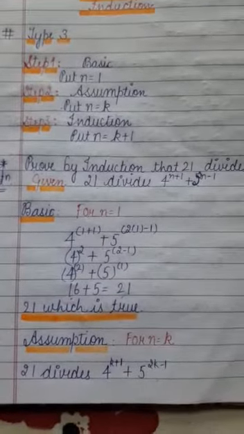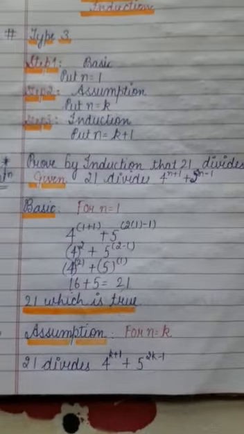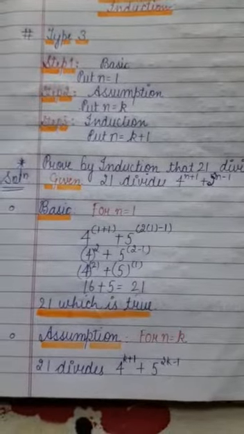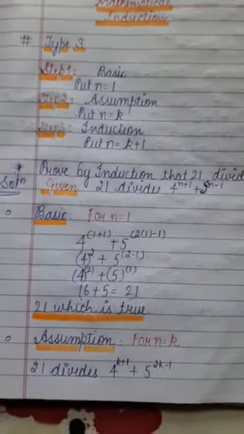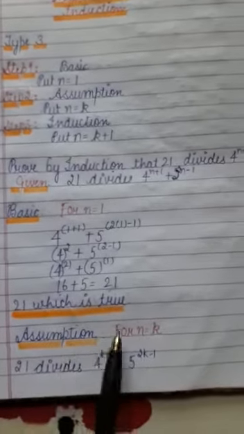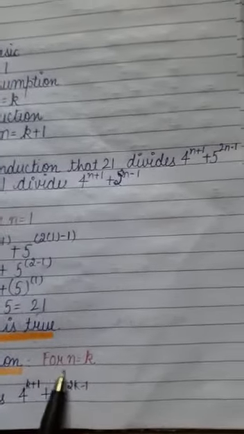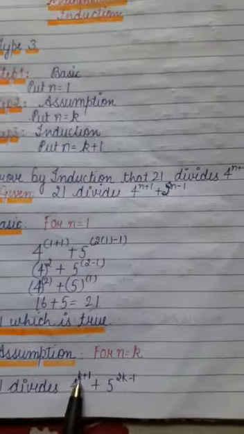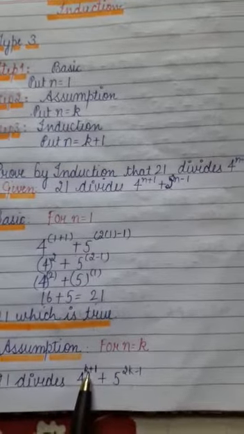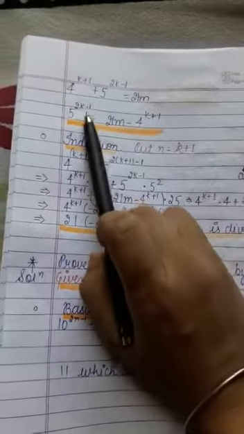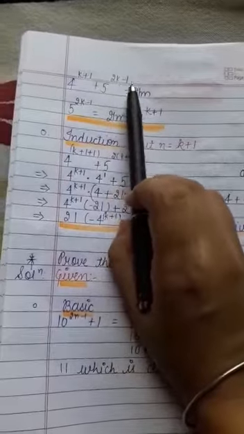So now we know that 21 is divisible by itself. Isn't it divisible by itself? Yes. So this is true. We apply the second step, that is assumptions. For assumptions, we have to put the value of n equals k. Here we just put k in the place of n. So by putting and by solving, we just get the value of 5 raised to power 2k minus 1.